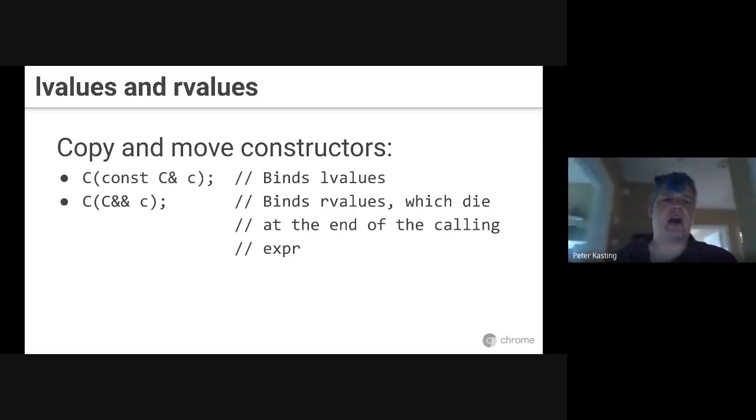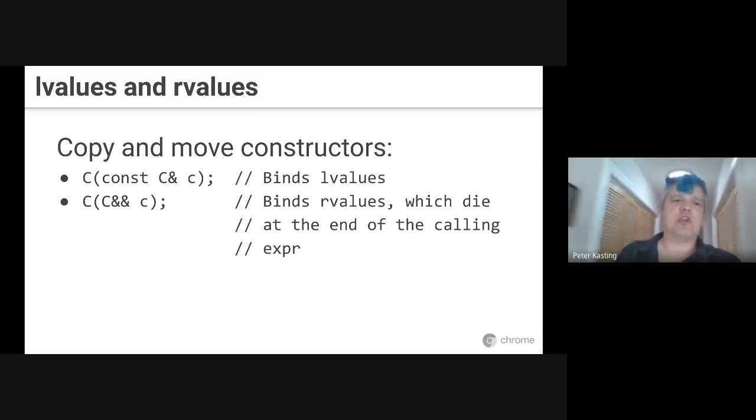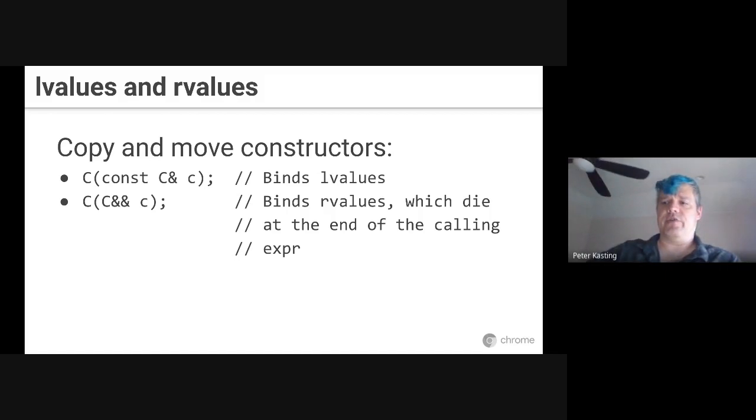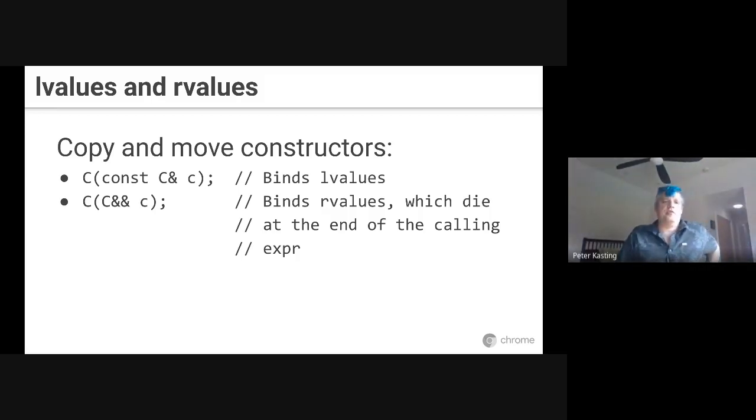Because if you have a copy constructor, it takes a single ampersand reference, which binds lvalues and rvalues, but then you have a move constructor that takes the double ampersand, which binds to just rvalues and is preferentially chosen for rvalues. So these die at the end of the calling expression. And this is why move operations can assume that the source isn't going to be used afterwards, because rvalues are going to go away right after you call the move constructor.